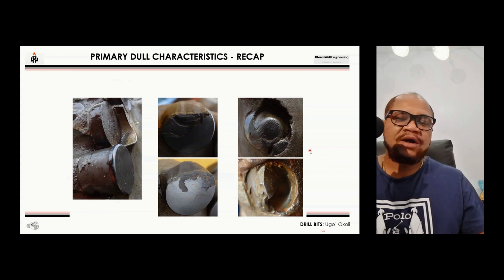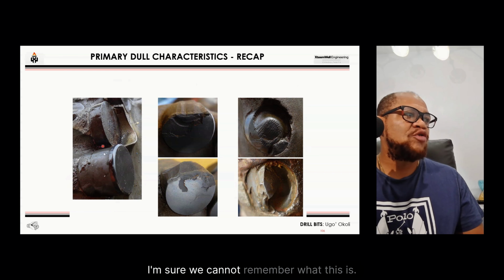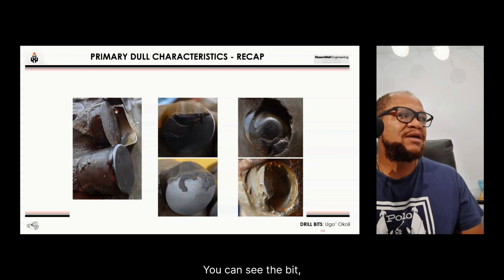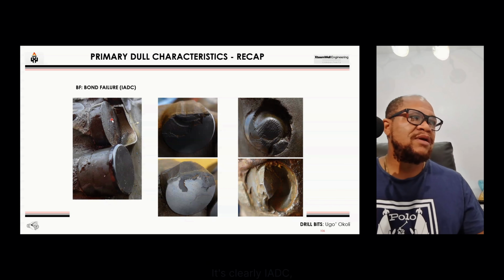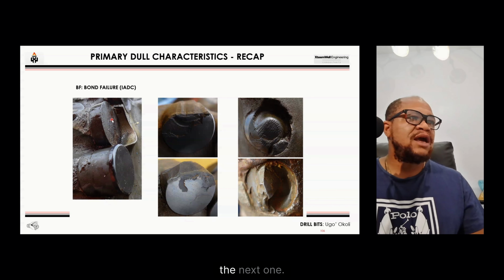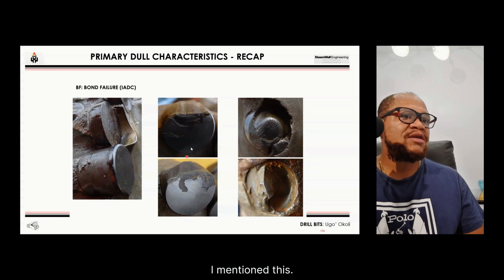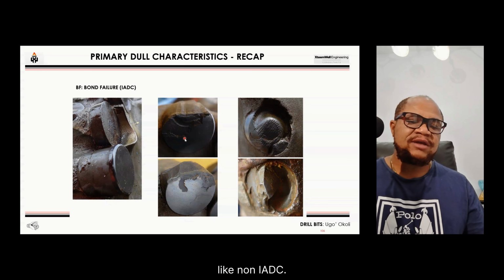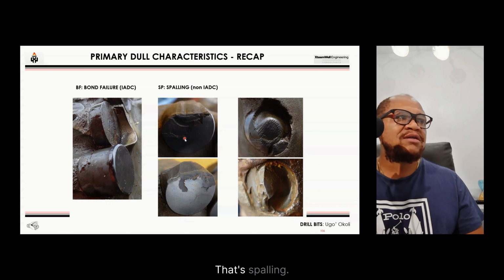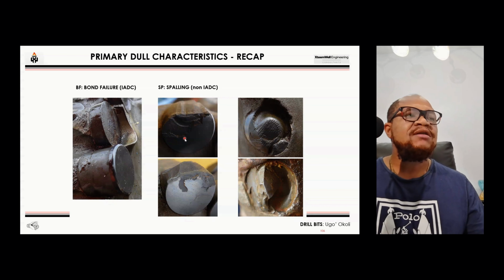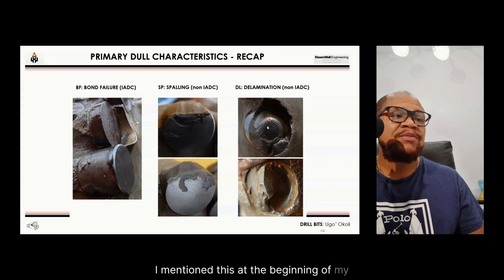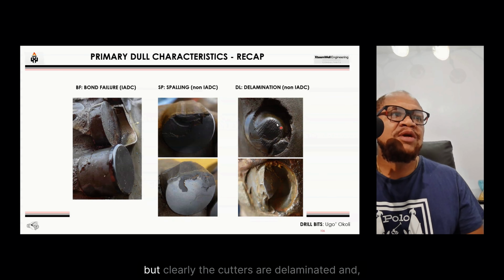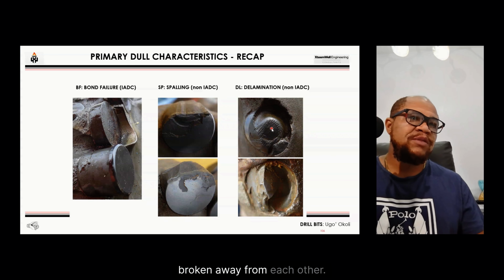Yes, we have more on this slide. I'm sure we cannot remember what this is. You can see the bit, you can see the cutter is gone. Yes, your answer is correct. That's a bond failure. It's clearly IDC. The next one, I mentioned this. It's one of the first ones, like non-IDC. Yes, your answer is correct. That's spalling. And finally, the last one, cutter delam. I mentioned this at the beginning of my presentation. It's non-IDC, but clearly the cutters are delaminated and broken away from each other.